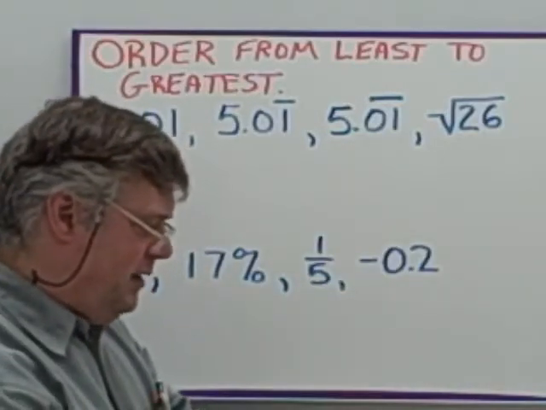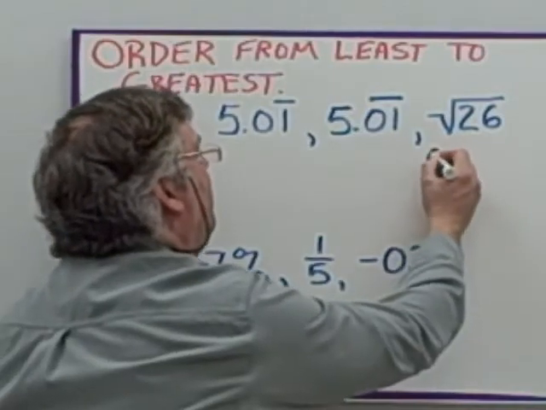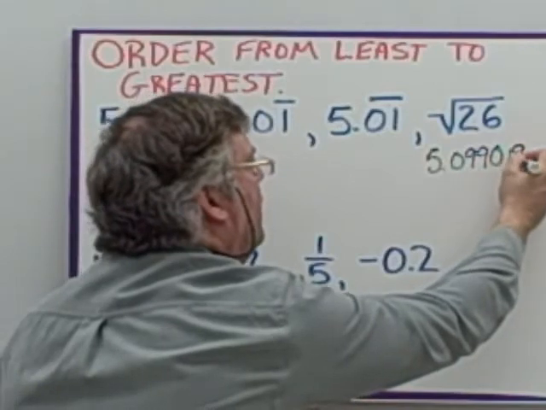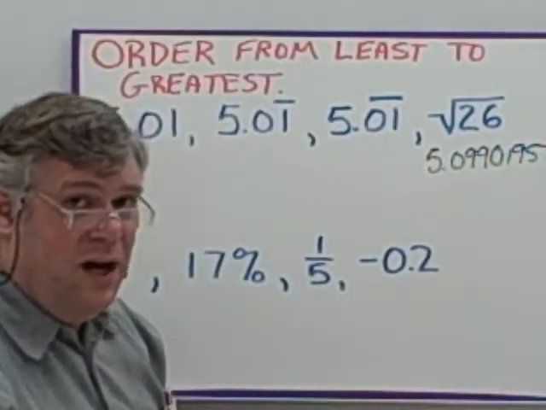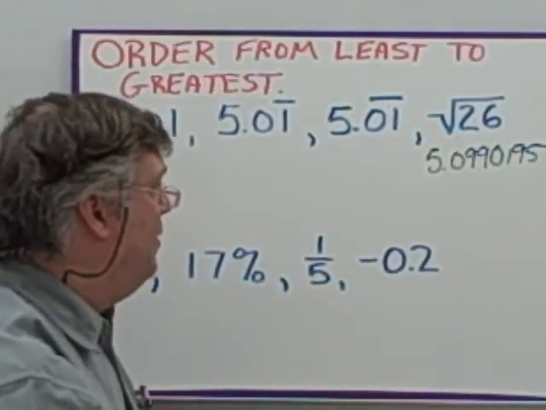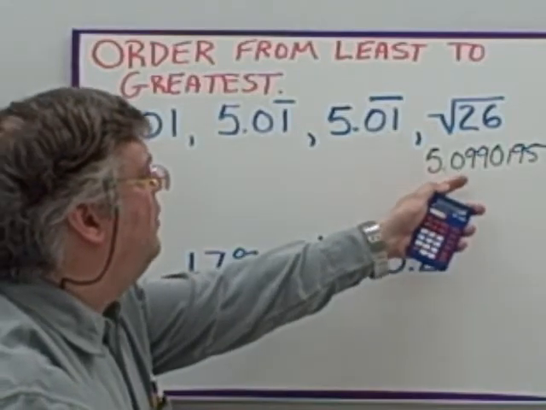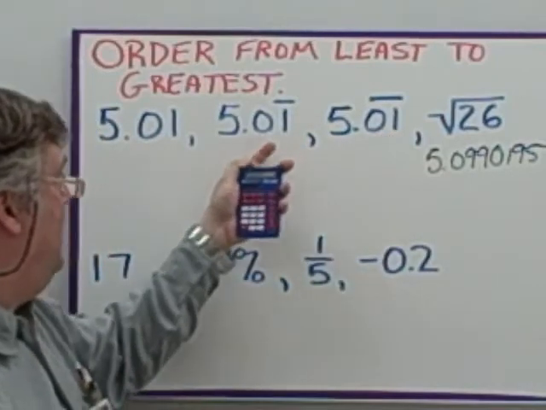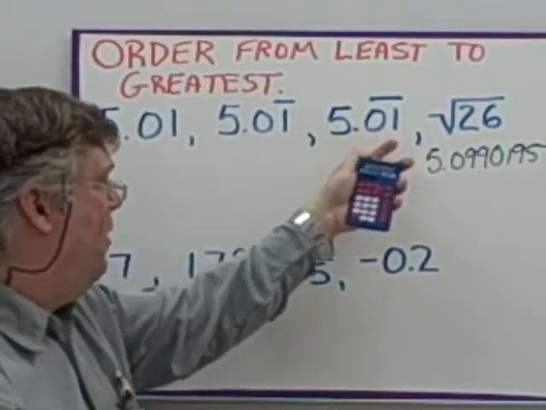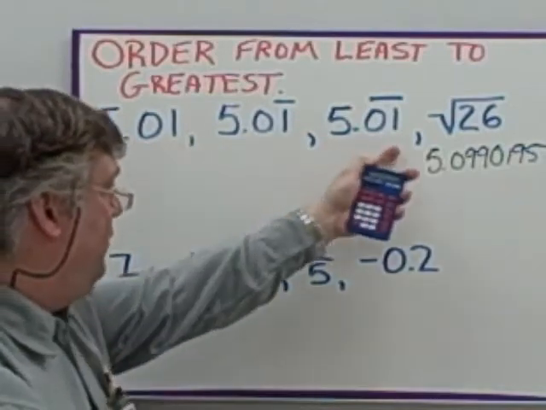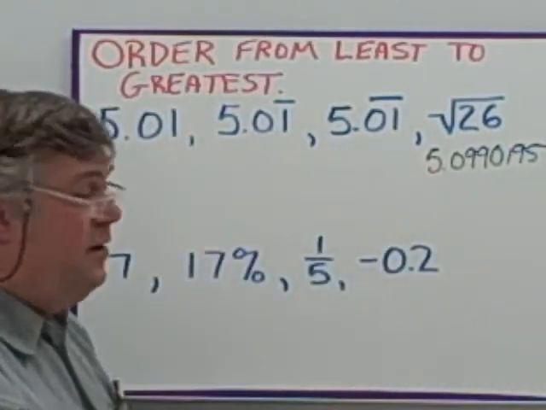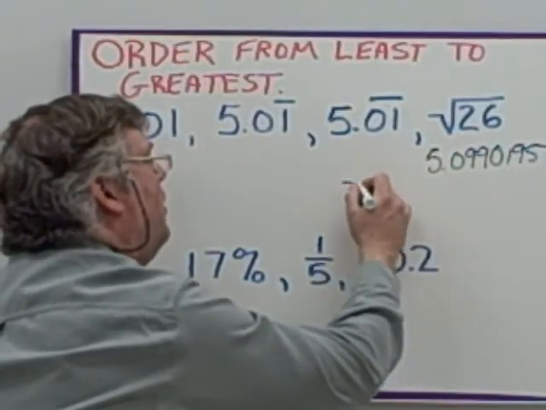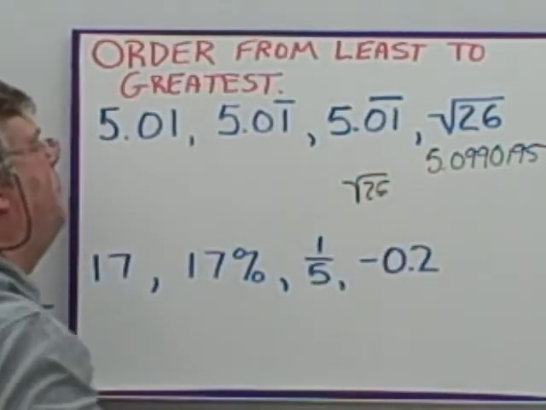So I do 26, I hit square root, and I get 5.0990195, and it probably continues on from there, but that's where my calculator ends. 5.09. That's greater than 1 in that last decimal place there. See, that's 1, 1, 1. The last decimal place, the hundredths, that's the one they all have in common. That's greater than 1, so this one's got to be the largest. So I know my square root of 26 is going to be at the end.